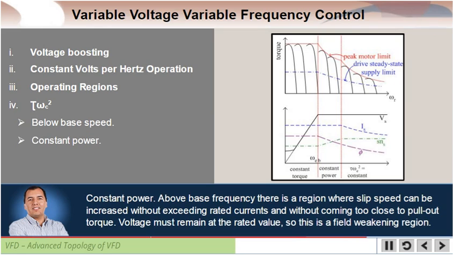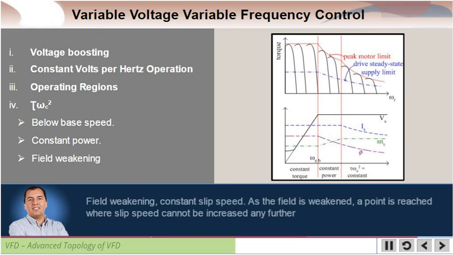Constant power. Above base frequency, there is a region where slip speed can be increased without exceeding rated currents and without coming too close to pull-out torque. Voltage must remain at the rated value, so this is a field weakening region. Field weakening. Constant slip speed. As the field is weakened, a point is reached where slip speed cannot be increased any further.